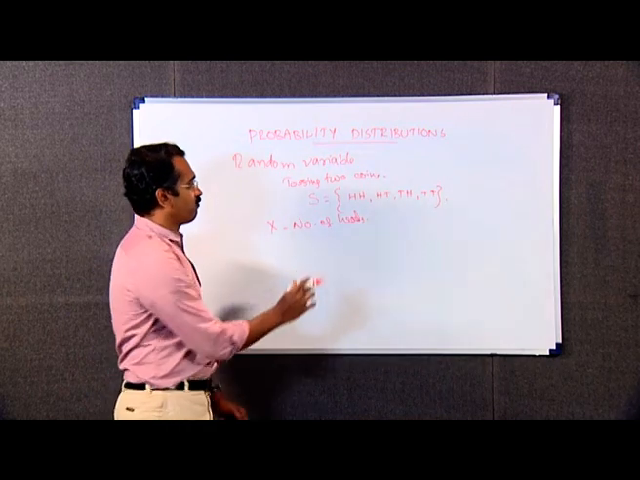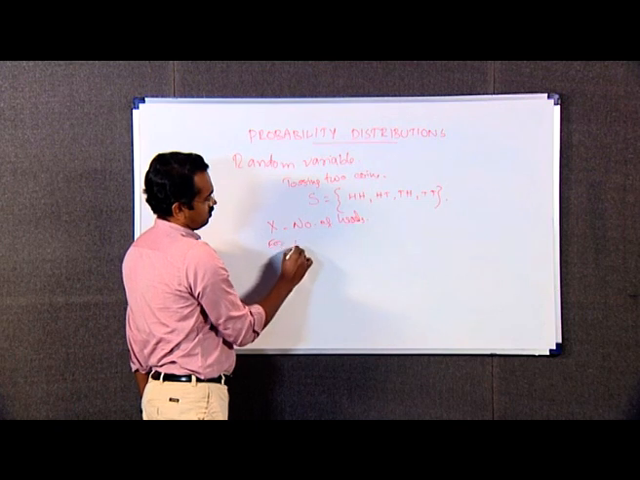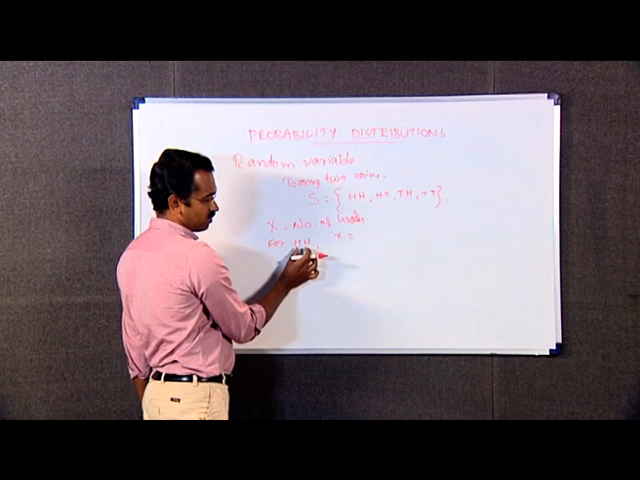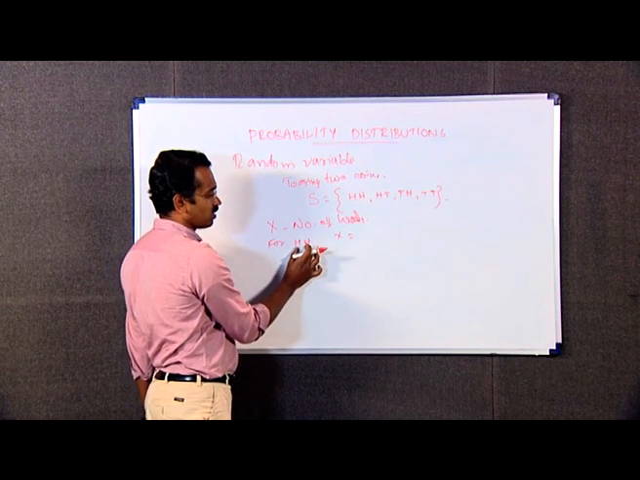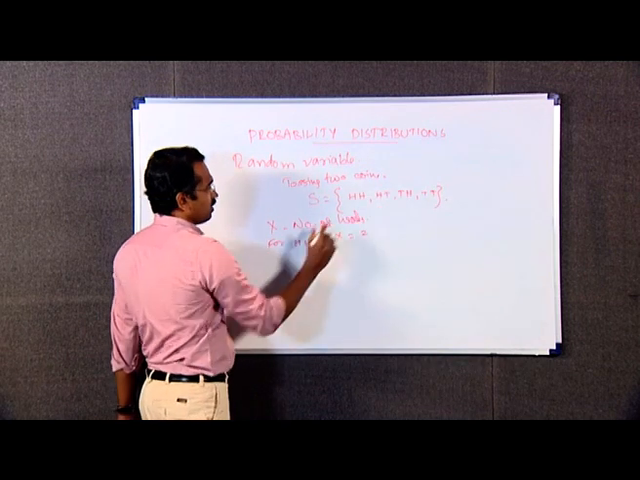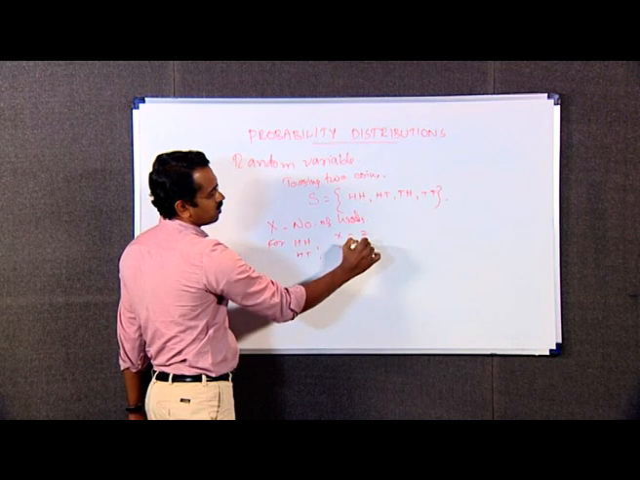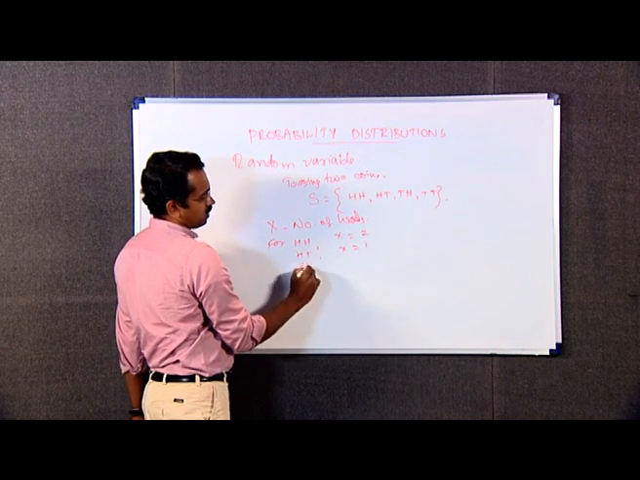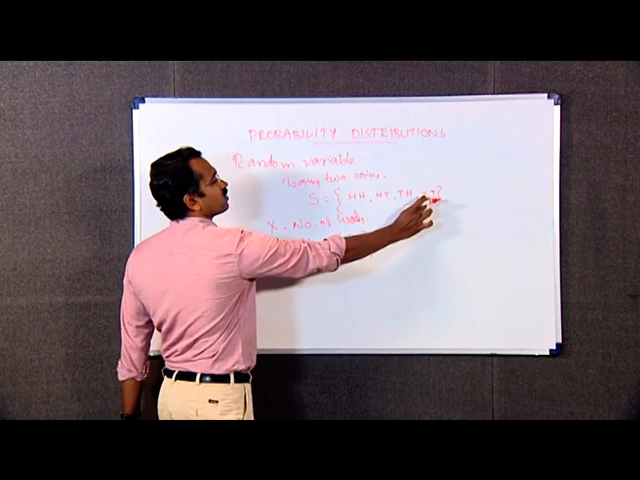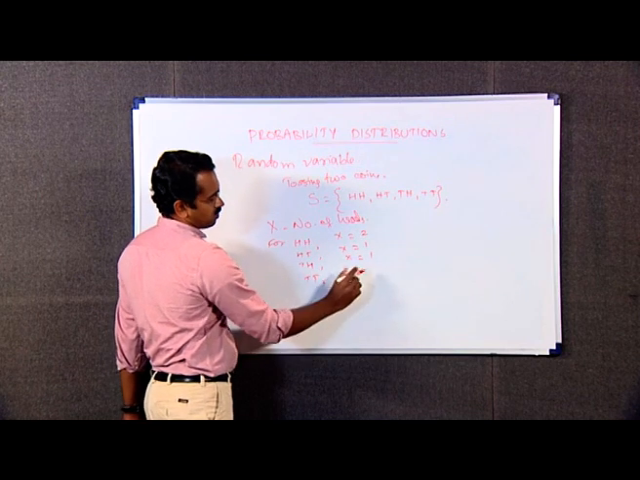Then, for the event HH, HH means 2 heads, that is the value of x is 2. For this event HT, the value of x is 1, here 1 head, and TH also 1 head, therefore x equal to 1. For this case TT, the value of x is 0.